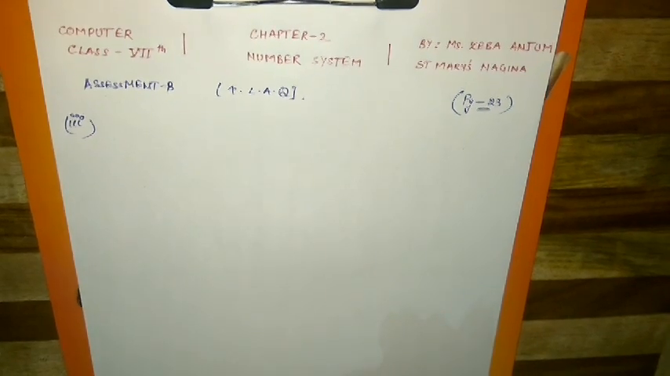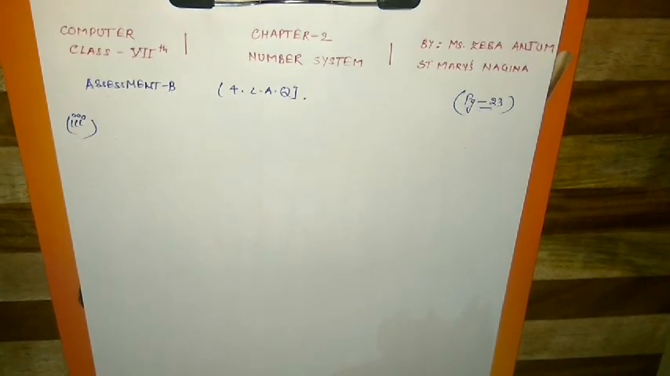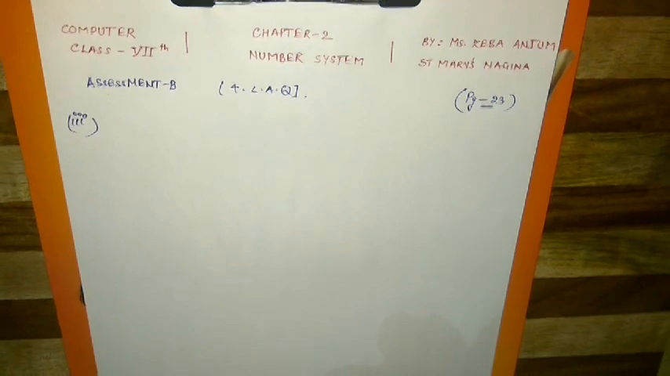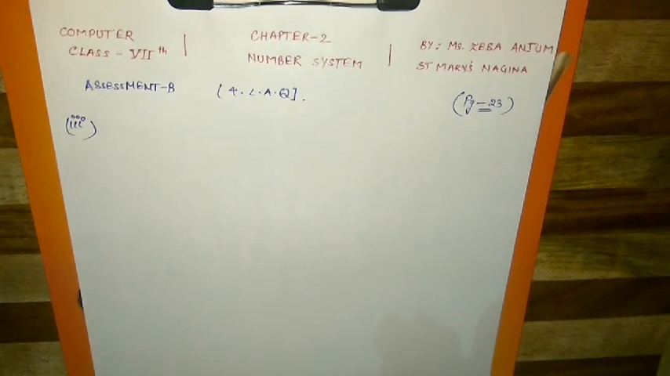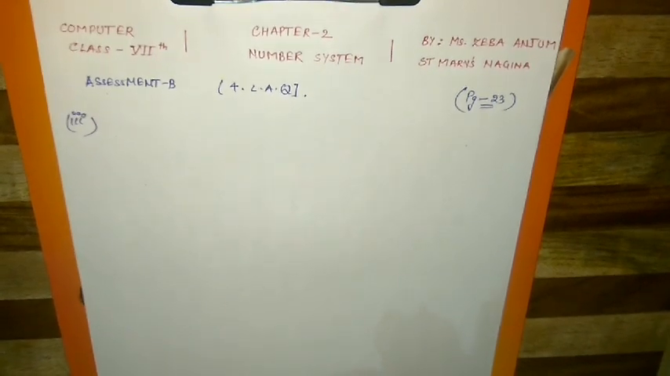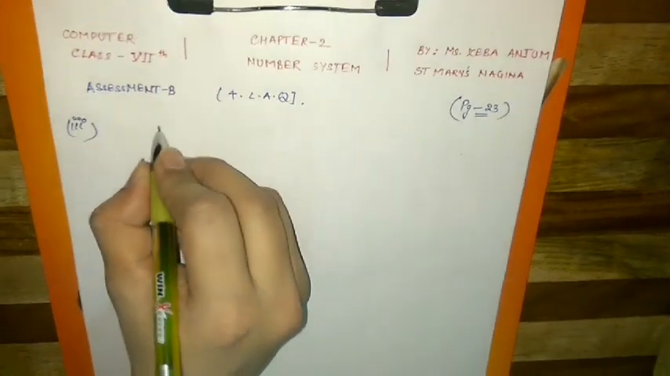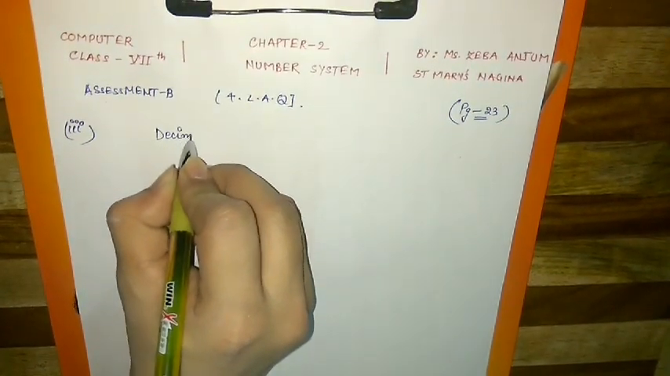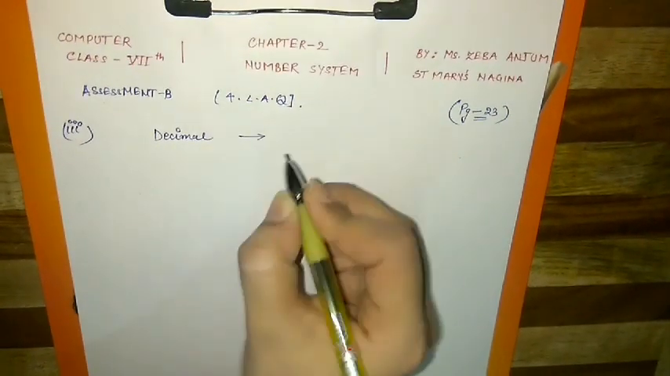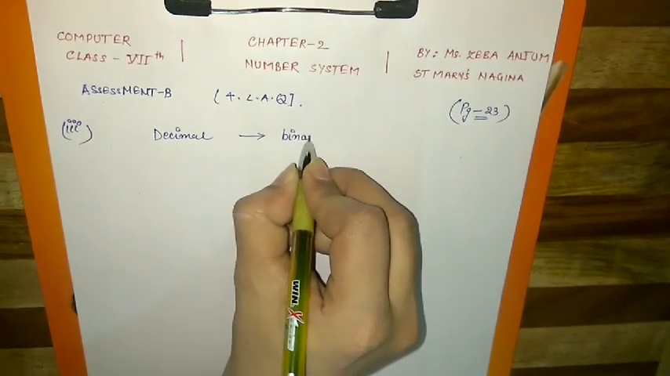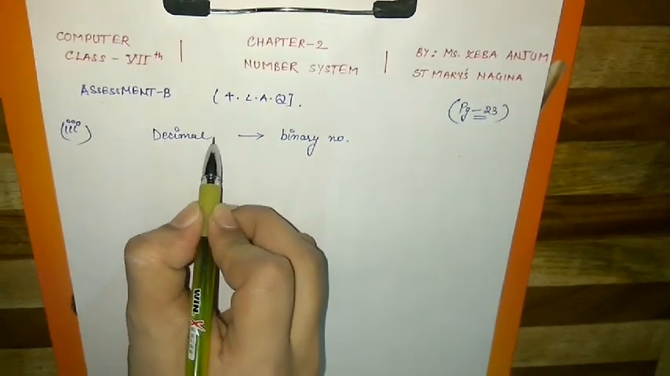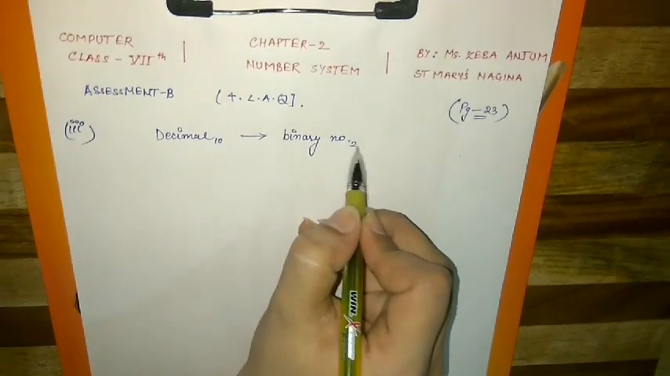Okay, so the third question: convert the following decimal numbers into their equivalent binary numbers. See, decimal numbers you will be getting, and you have to convert them into binary numbers. We know we have the decimal base 10 and binary base 2.